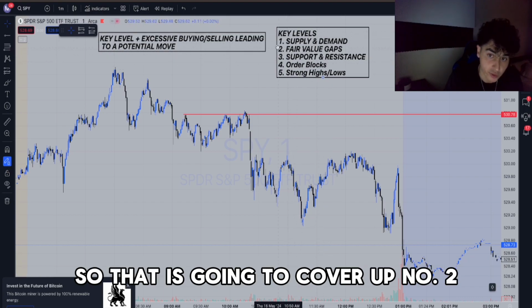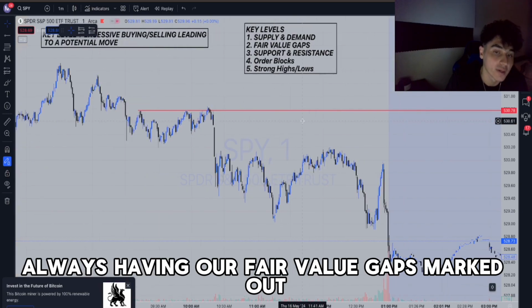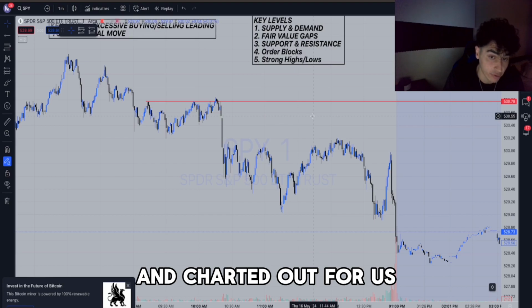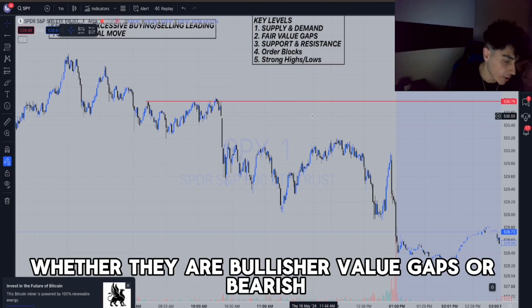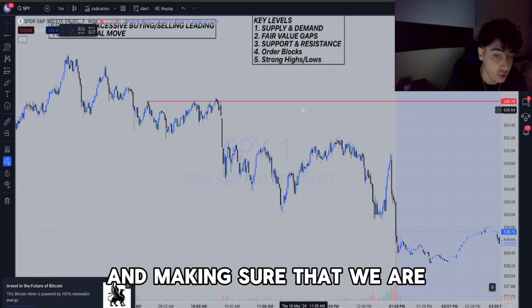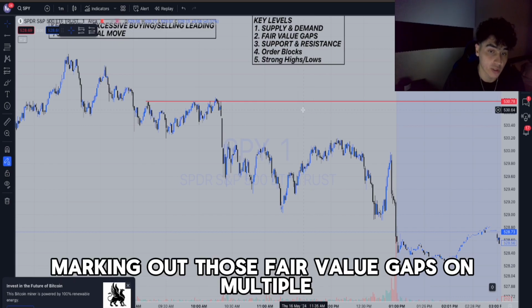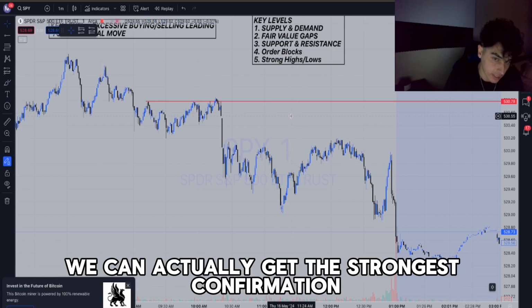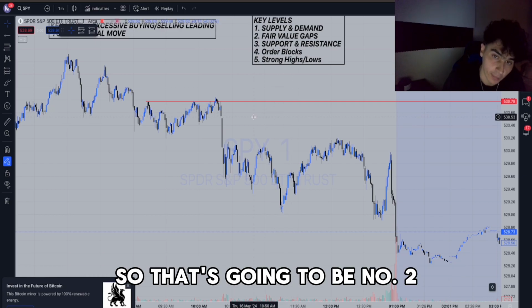So that is going to cover number 2, which is simply always having our fair value gaps marked out and charted out for us, whether they are bullish fair value gaps or bearish fair value gaps, either one, and making sure that we are, of course, marking out those fair value gaps on multiple different time frames to make sure we can actually get the strongest confirmation. So that's going to be number 2.